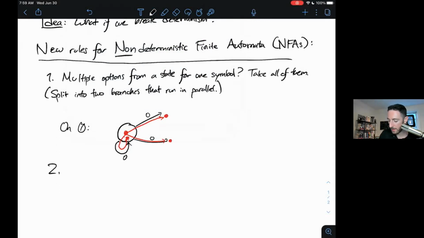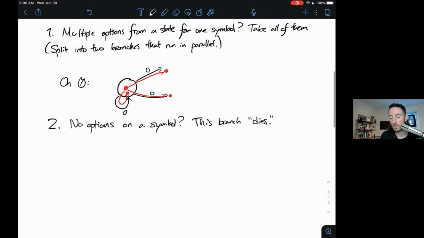Rule number 2, sort of the opposite of rule number 1: no options on a symbol. This branch will die. So essentially, we'll remove that state from the set of states we're keeping track of. And add a little rule, if all branches are dead, we just reject. We have no more live computations. If all of our branches die before we finish reading symbols, then we'll consider the computation essentially aborted.